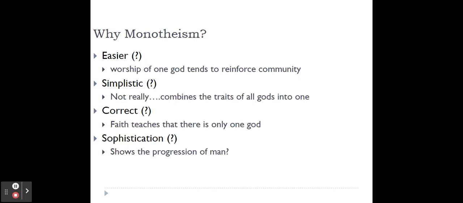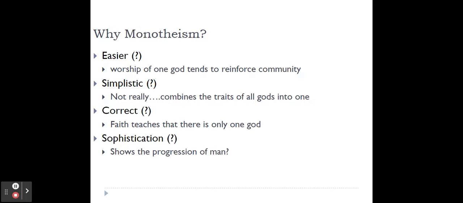It's the correct faith. In fact, this is the big one for monotheists. Ours is the correct faith because there is only one true God. The faith teaches that. In fact, that is what reinforces the community: the belief that there is one all-powerful God. And of course, if you're a follower of polytheism or you believe in nature spirits or whatever, you're going to disagree with that. That's why it's a little question mark beside it.